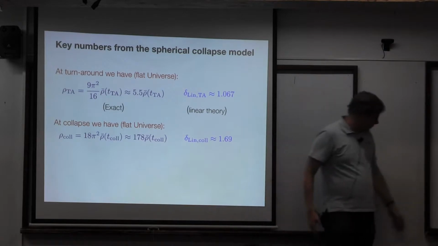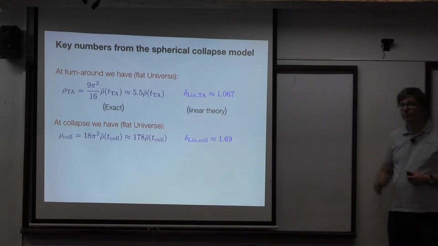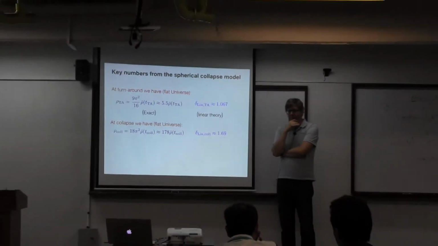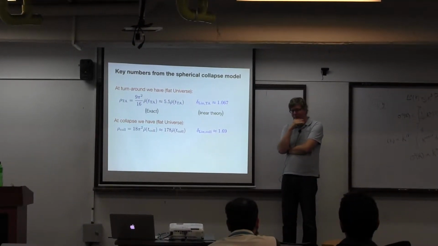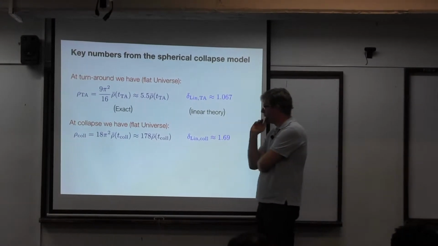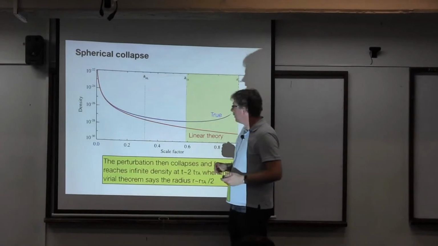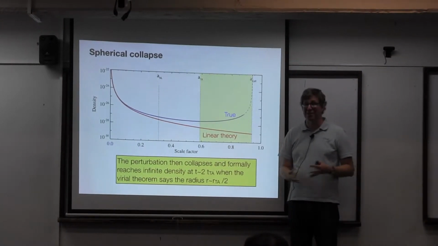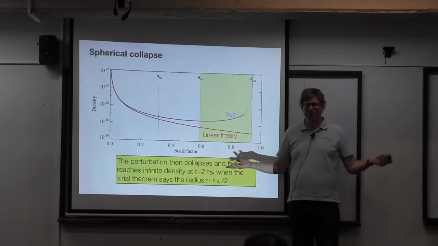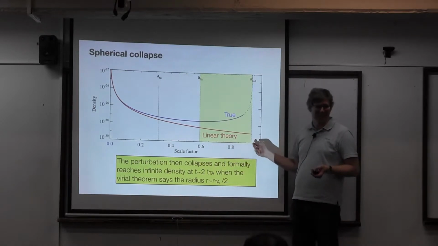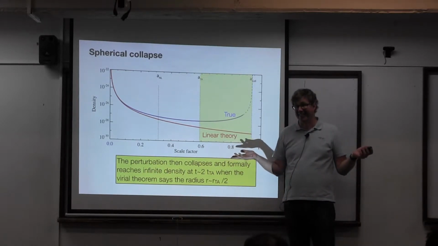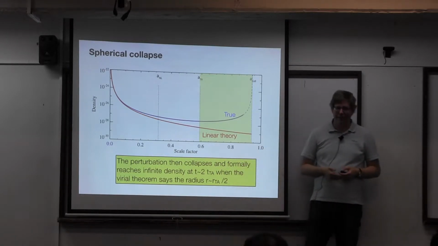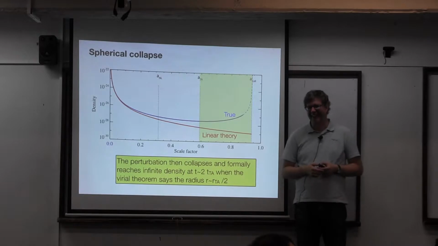Now, let me go back to this one. Yeah? So the linear theory does not predict the peak, the collapse? No, it really doesn't. The real density goes to 0. So you cannot possibly form any object because it is 0 density. So linear theory simply cannot ever do that. And so it's not useful at that level.